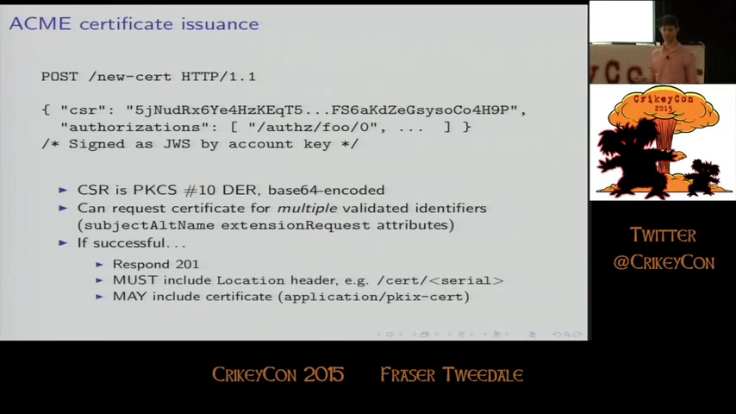The CSR is a PKCS10 DER object, base 64 URL encoded. A client can request a certificate for multiple validated identifiers, so any identifiers that have been validated for that account key can be included in the certificate, and they're just going to appear in the subject alternative name extension. And if this is all successful, then the server will respond 201. It must include a location header to a resource where it can retrieve the certificate, and it may also include the certificate in the response directly to save a round trip.